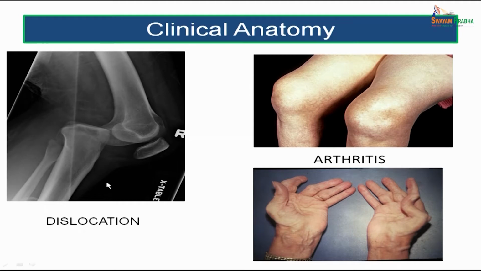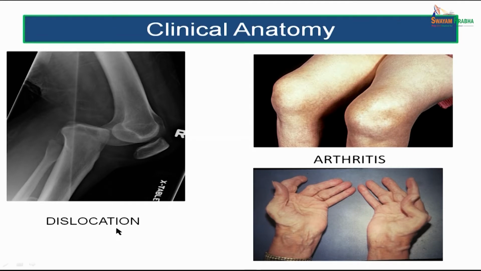The topic is joints. If you look at these pictures, the first picture is an X-ray showing you what is called dislocation, an abnormal position of the bones of the joint. The second picture is showing you swelling of the knee joint. And the third picture is showing you abnormal positions of the joints of the hands. These two are showing a condition called arthritis.